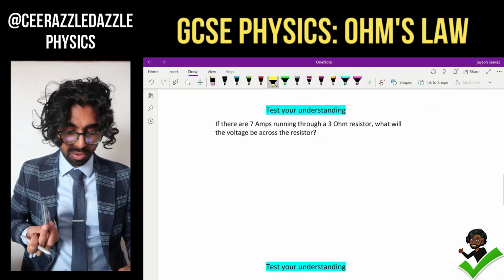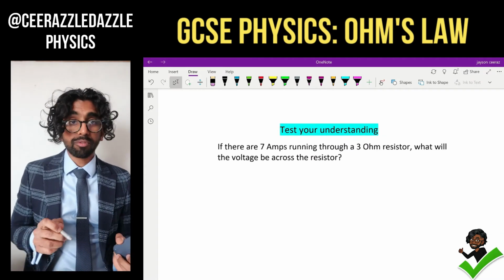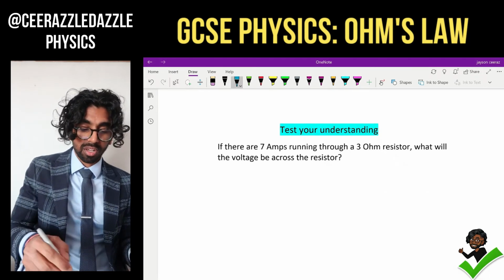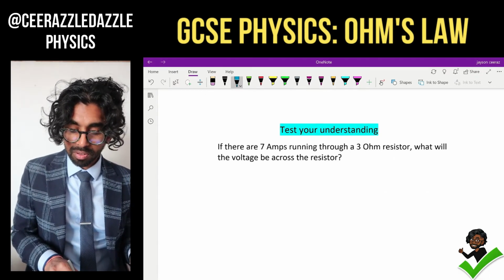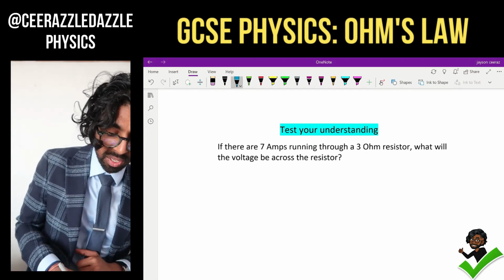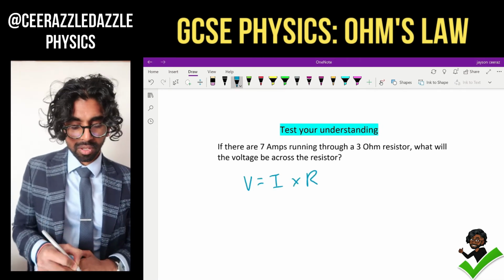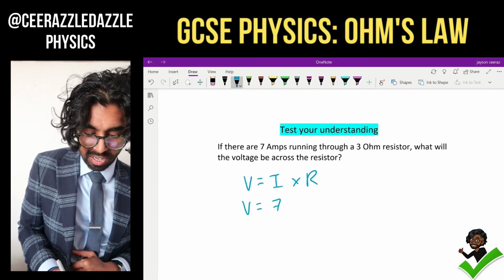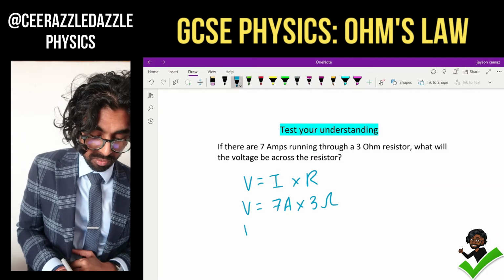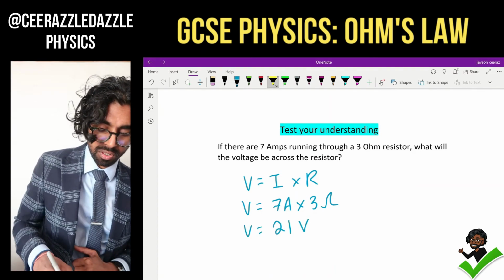Right, so here we go. Test your understanding. If there are 7 amps running through a 3 ohm resistor, what will the voltage be across the resistor? So let's start. We know voltage is equal to current times by resistance. So voltage is therefore equal to the current, 7 amps, times by the resistance, 3 ohms. 7 times by 3, the voltage is therefore going to be 21, and the unit volts.